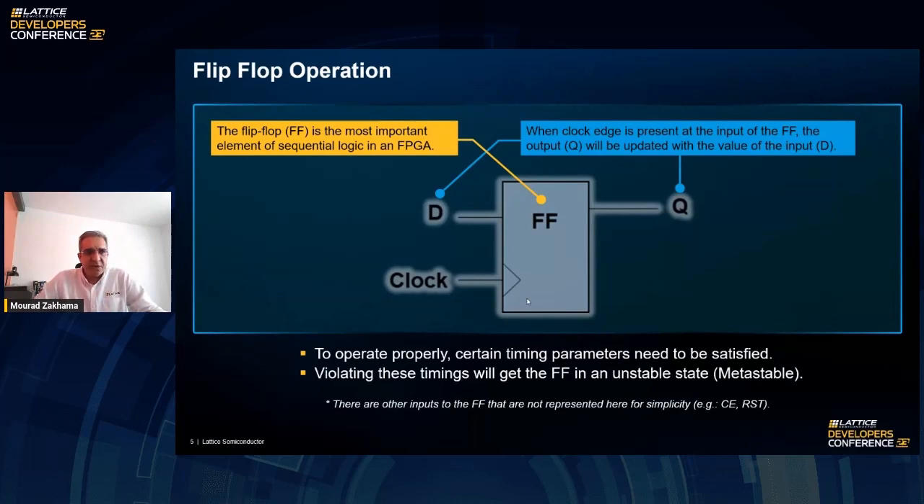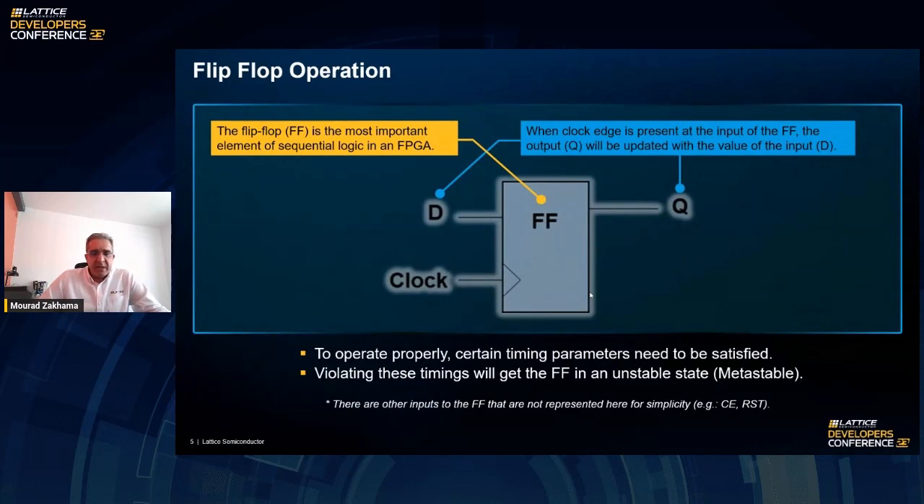It is usually referred to as a register also. So it has a D input and Q output, and the Q output will get the D input on the clock edge, whether it's a rising edge or a falling edge, depending on the design and depending on how your source code is written.